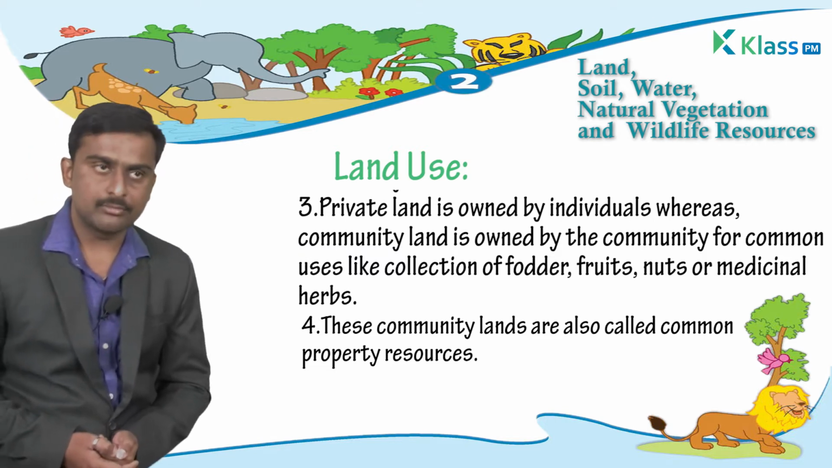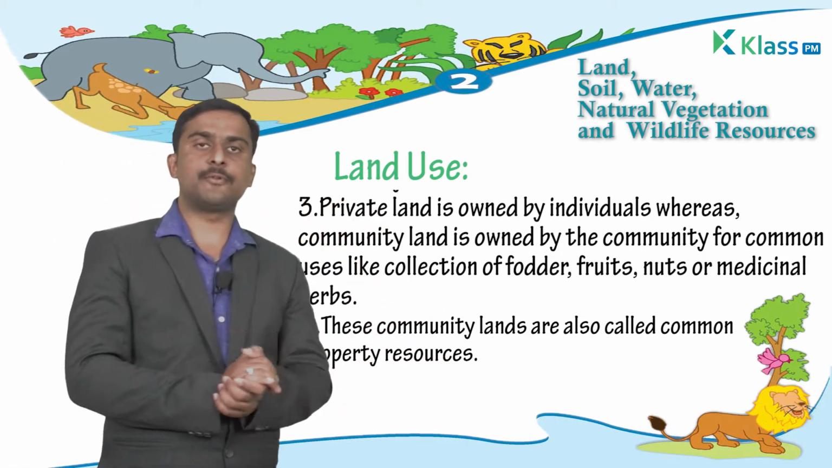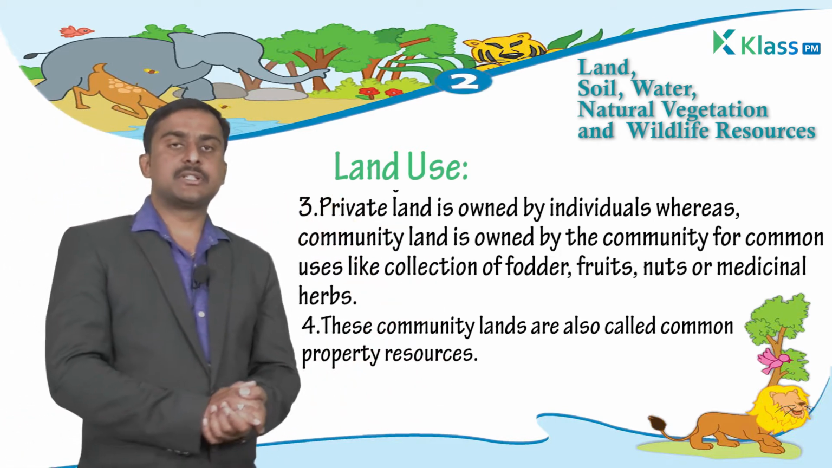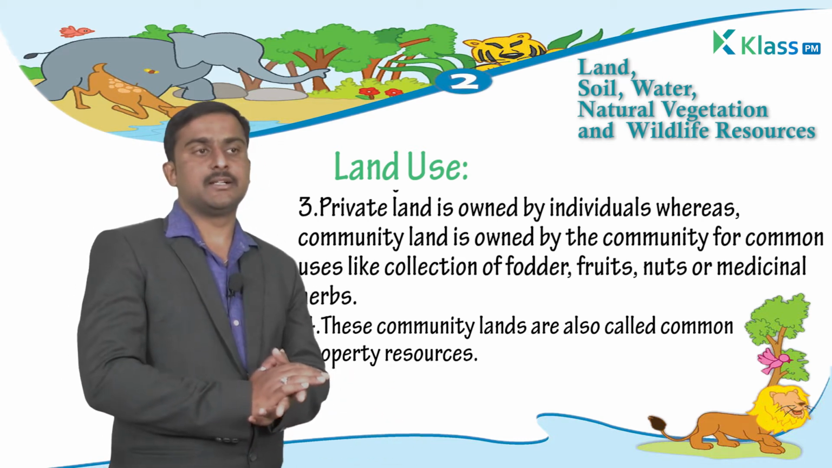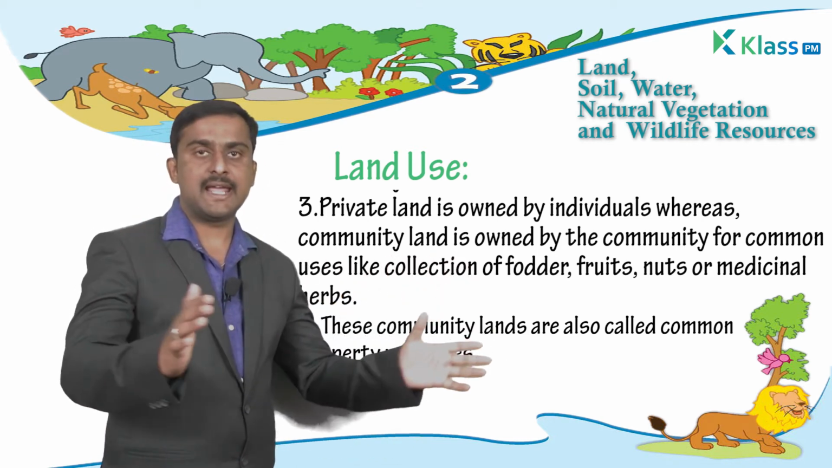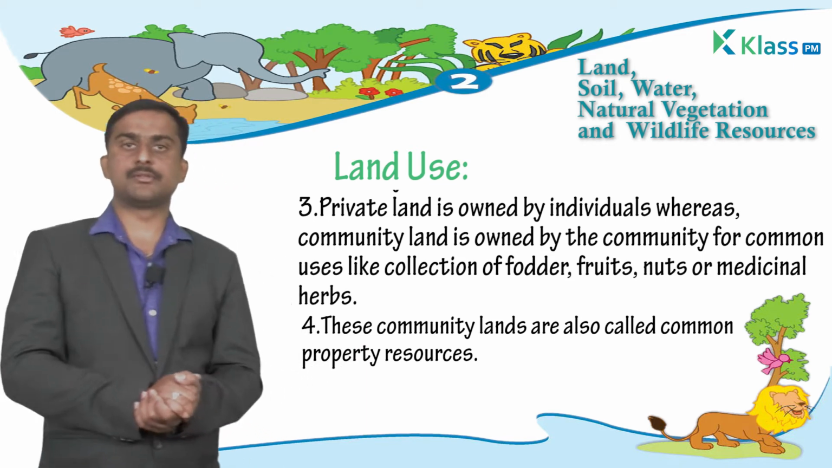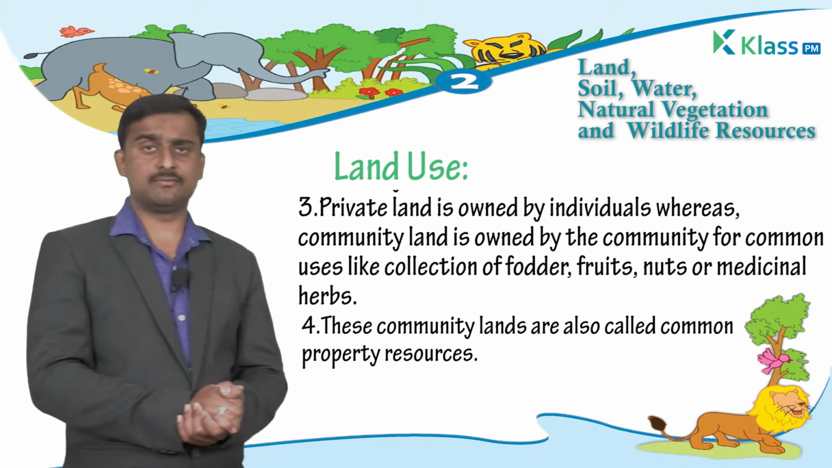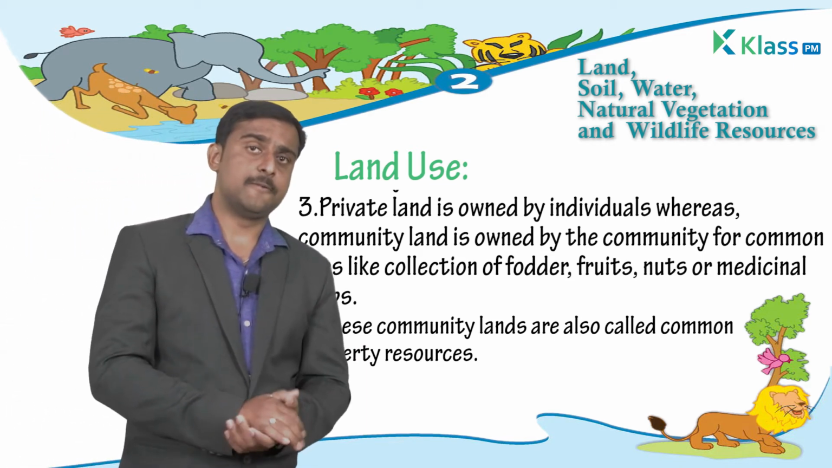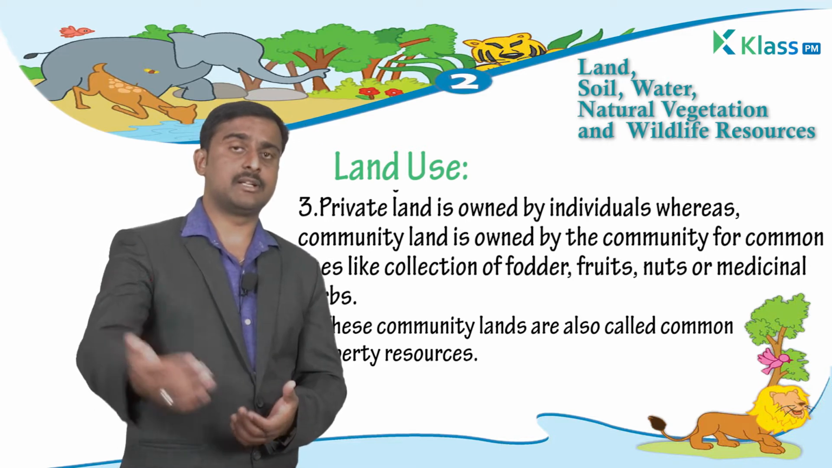Community land is nothing but a group of people or a group of society which combine and take care of a particular land, and that is called a community land. Sir, really? But we don't understand exactly what a community land is. Can you please clarify this?